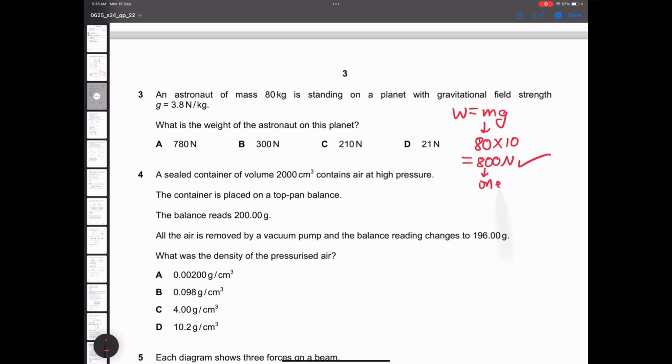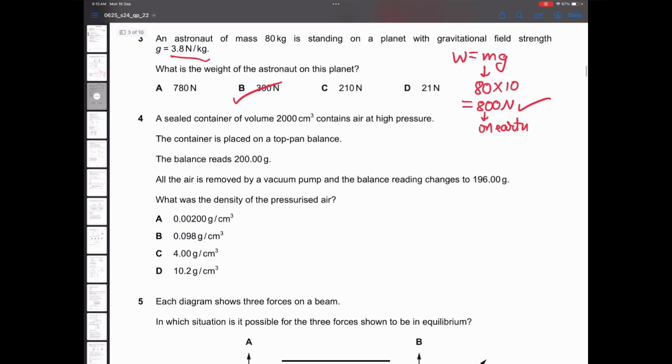This is on earth. But now he is on any other random planet. So what will be his weight? Weight will be mg again. Mass you will use as 80 and g they have specified, so you have to use 80 times 3.8. So the answer approximately will be equal to 300 newtons.